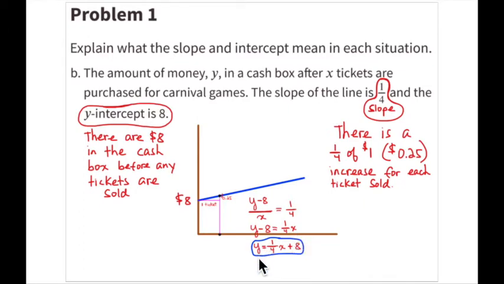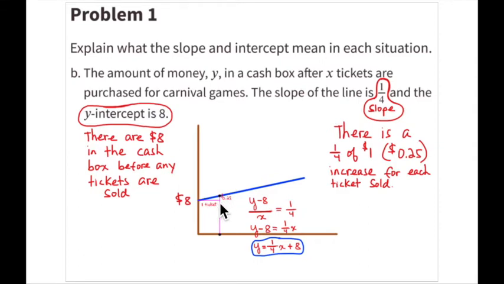So the total amount of money that you have now in the cash box is that 25 cents, or 1/4 of a dollar, for every ticket sold, plus that $8 that were in the cash box in the beginning. So you have to add that $8 in the cash box to start with. So the slope is 1/4. That's 25 cents for each ticket. So the change in y after that $8 is going to be 25 cents for each ticket.